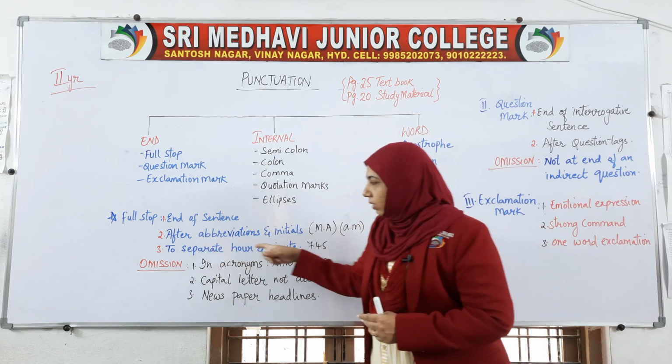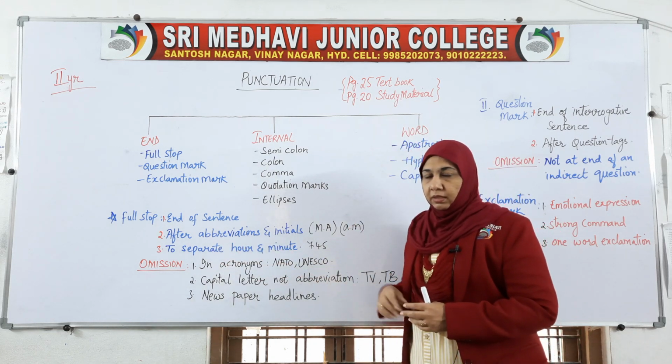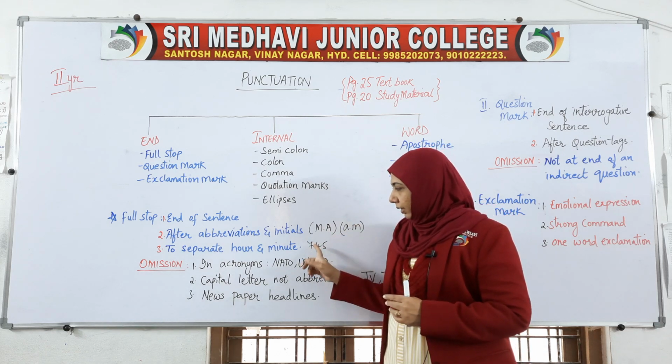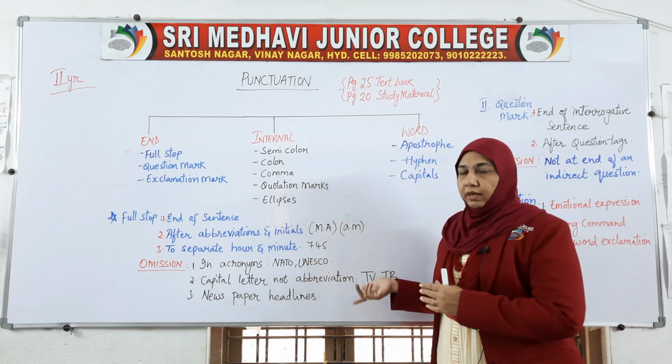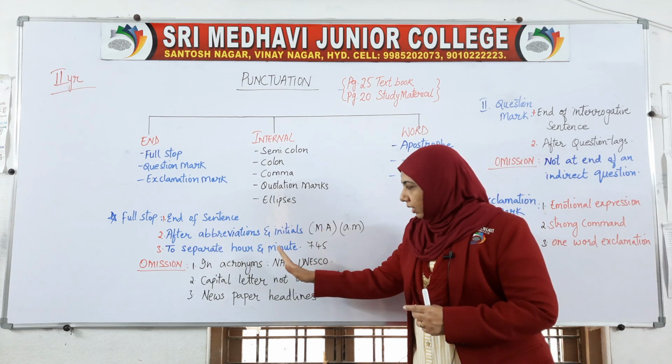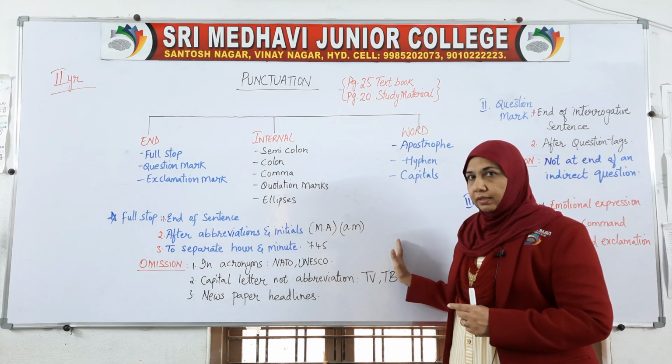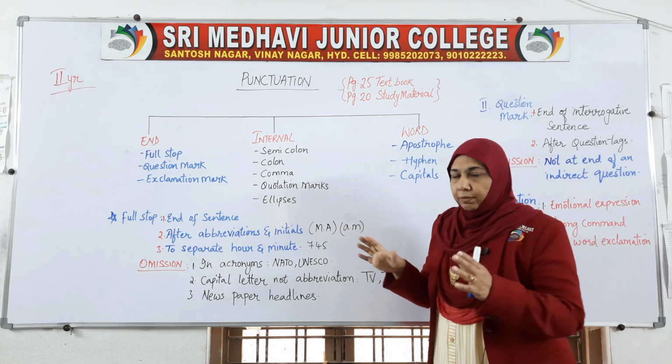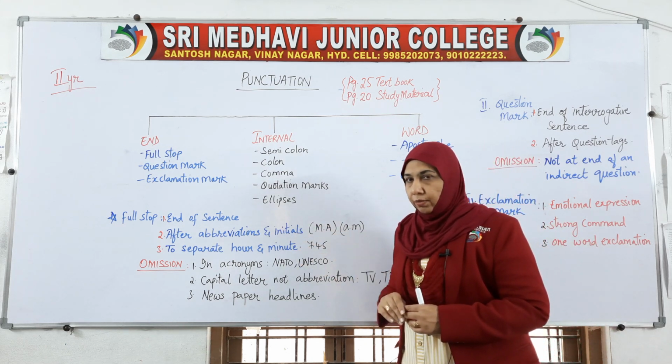Now the next use is to separate hour and minute. For example, 7.45, either AM or PM, it's up to you. Here 7 is the hour and 45 is the minute, and to separate them we can use the full stop.